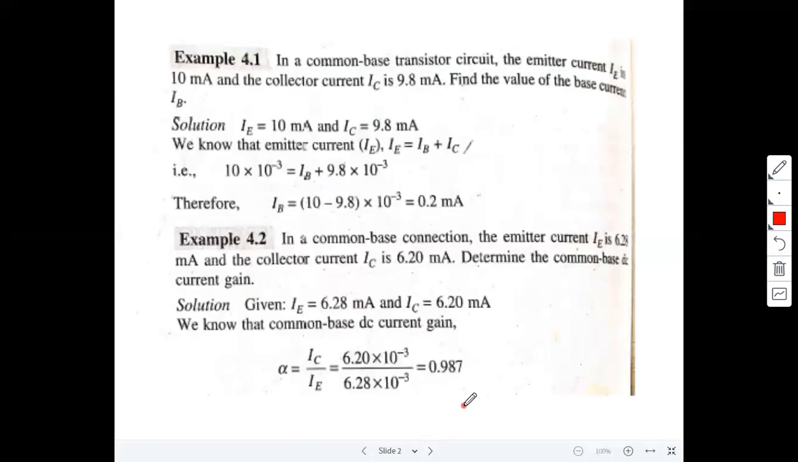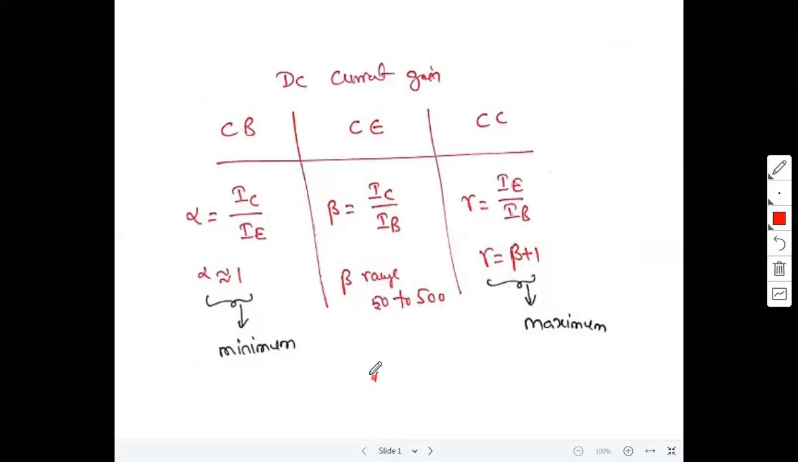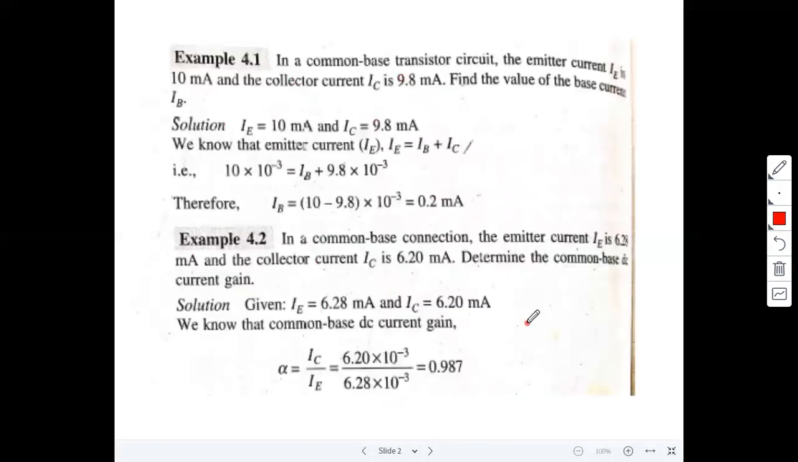Now consider the problems here. One more important relation: already we know that in a transistor, the emitter current IE is equal to IB plus IC. Remember this one. Okay, come to the first problem. All these are substitution problems only.